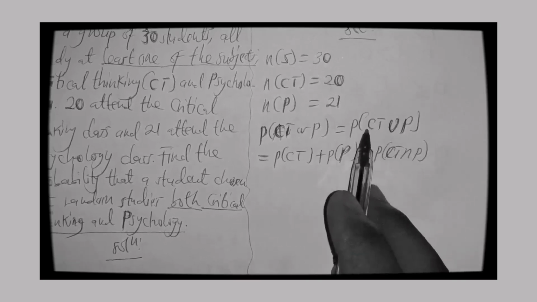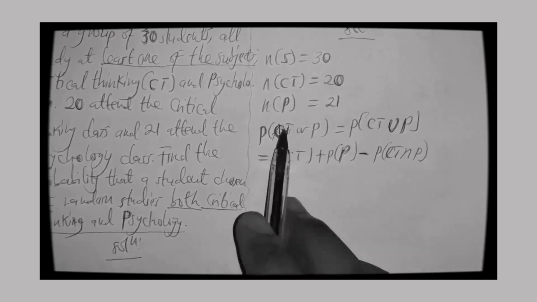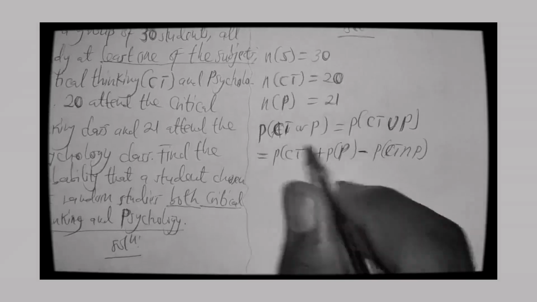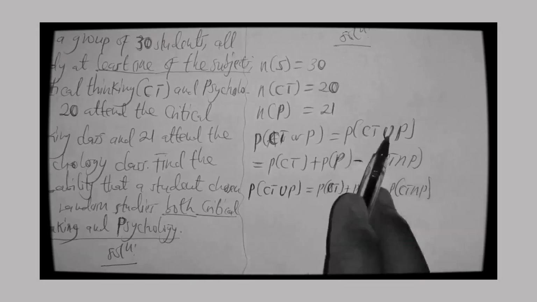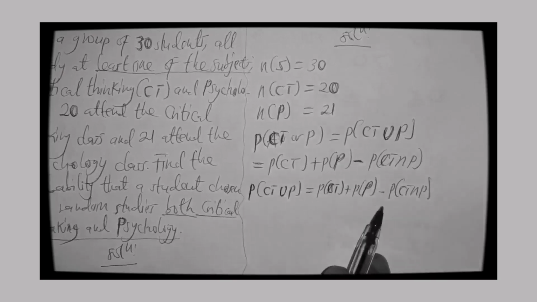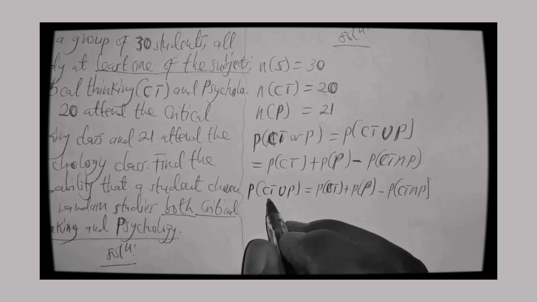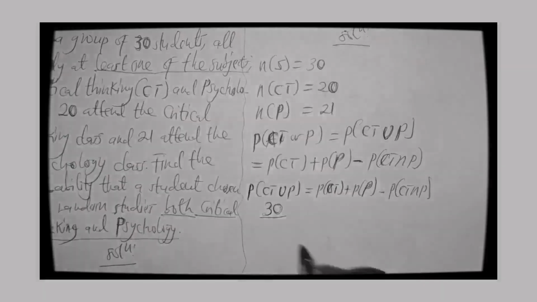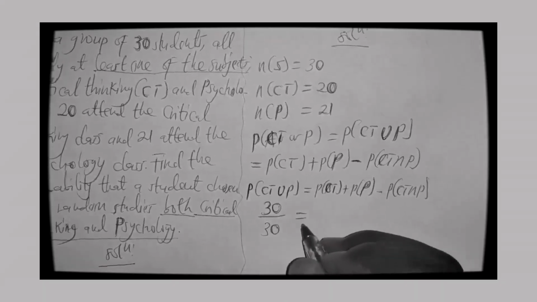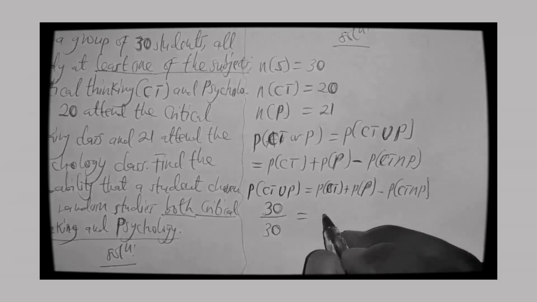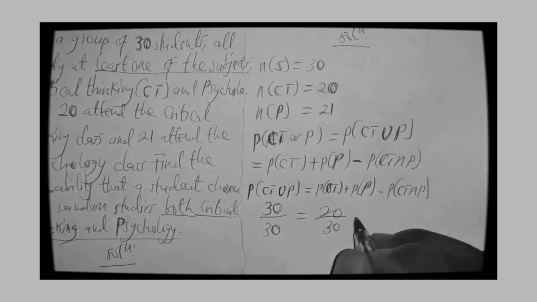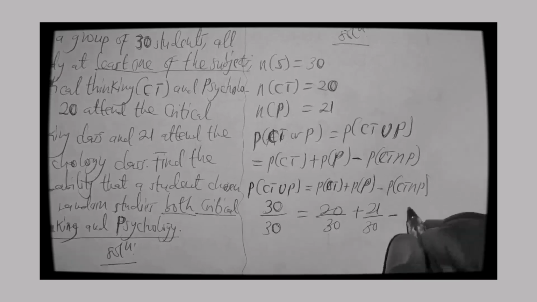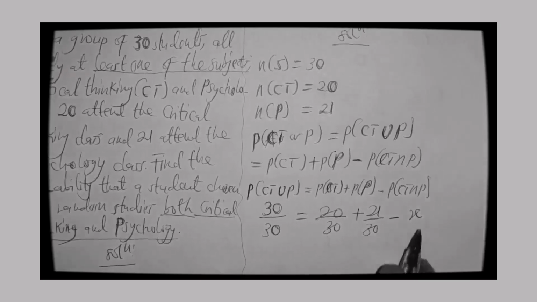So the probability of A or B occurring, critical thinking or psychology occurring, is a union. I bring the equation here so that we see it clearly. The probability that CT union P occurs is the union over 30, since the question gives us a sample space of 30. This is equal to the probability that CT occurs, 20 over 30, plus P occurring, 21 over 30, minus the intersection, which we represent by, let's say, X.